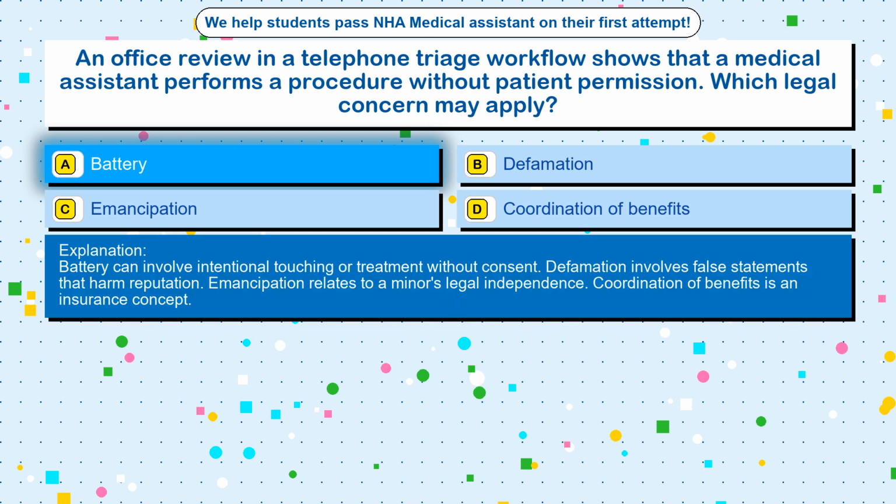Battery. Battery can involve intentional touching or treatment without consent. Defamation involves false statements that harm reputation. Emancipation relates to a minor's legal independence. Coordination of benefits is an insurance concept.